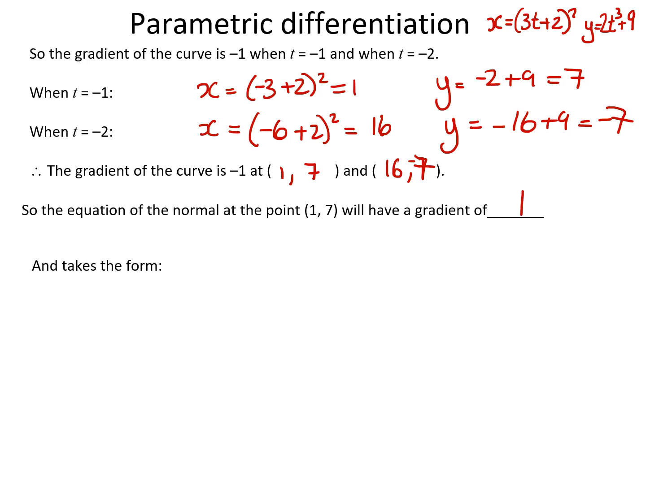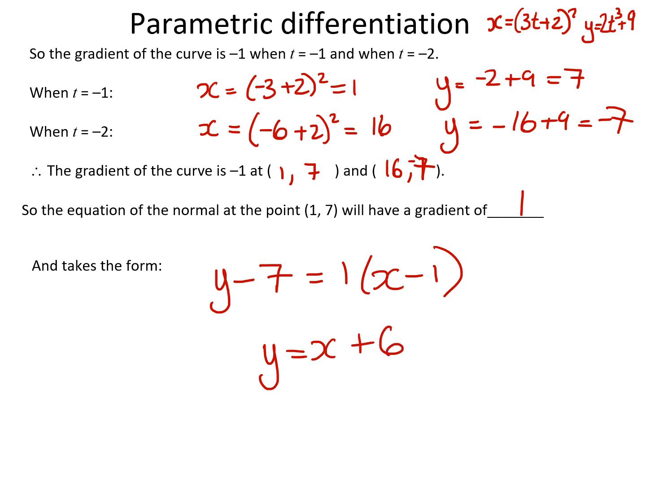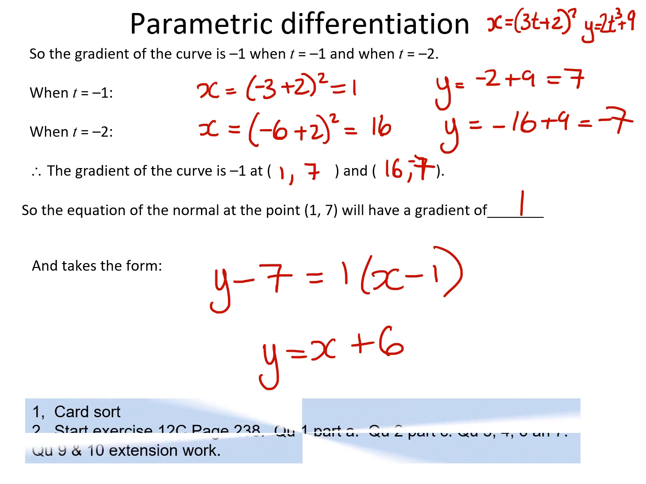And so it takes the form y minus y1 equals 1 lot of x minus x1, and leads us to the equation y equals x plus 6. Super.